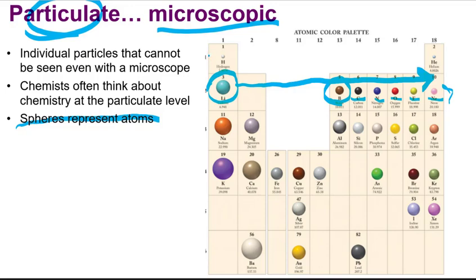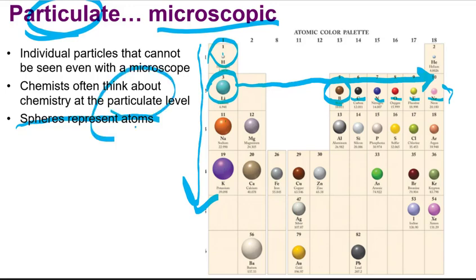And we can also see that as I look at hydrogen and lithium and sodium and potassium, and as I go down groups or families, my spheres get bigger. And we can discuss why that happens as well in a further chapter, but this is our particulate. This is our representation of our atoms at the particulate level.